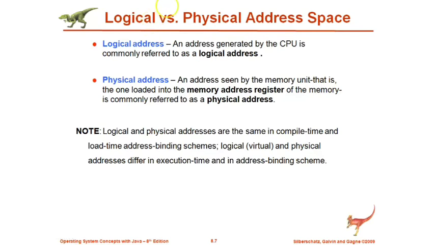The compile time address binding methods generate identical logical and physical addresses. Note, the logical and physical addresses are the same in compile time and load time address binding schemes. The logical address is also called a virtual address, and logical and physical addresses differ in execution time address binding schemes.